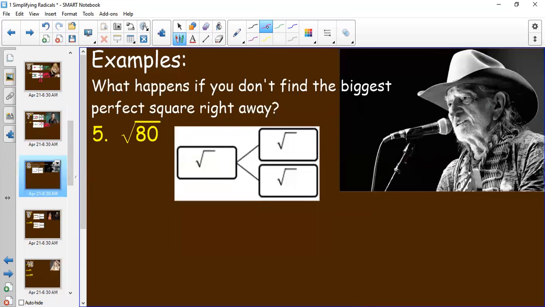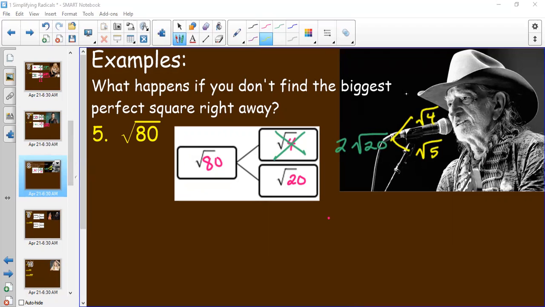All right, so here's what I was talking about. Maybe you didn't get the biggest one. So if we were doing square root of 80, maybe you knew that 4 times 20 was a perfect square. That's perfectly acceptable. Square root of 4 is 2, and we don't know the square root of 20. However, square root of 20 breaks up into 4 times 5, and 4 is a perfect square. It is 2. So since we knew the answer, it has to come outside with the other 2.